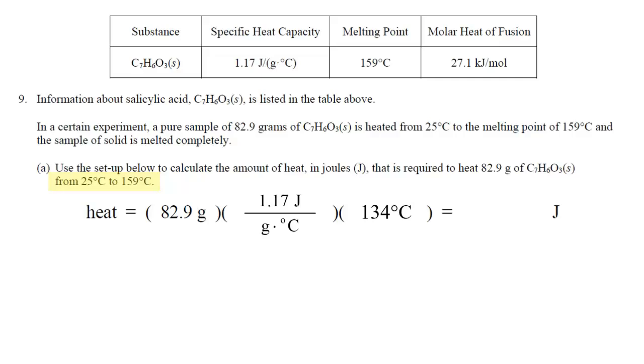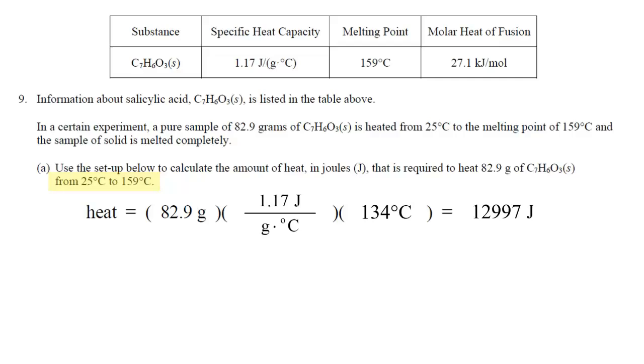When we multiply these three numbers together, the grams will cancel out, the degrees Celsius will cancel out, and we'll have our answer in units of joules. So when I pick up my calculator, it's going to be 82.9 times 1.17 times 134. And I get 12,997 joules. I'm not really ready to round off that answer to the proper number of significant figures, so I'm going to go ahead and just leave it like that for now. But I'll tell you that coming up in part C of this question, we're going to need to get to kilojoules. Right now, this is a fine answer.